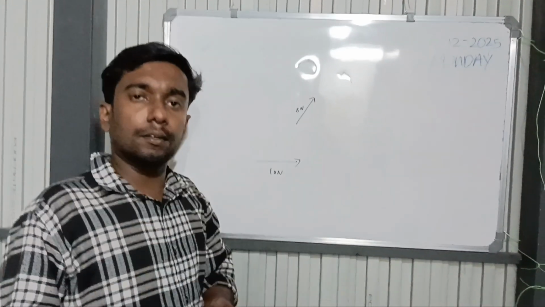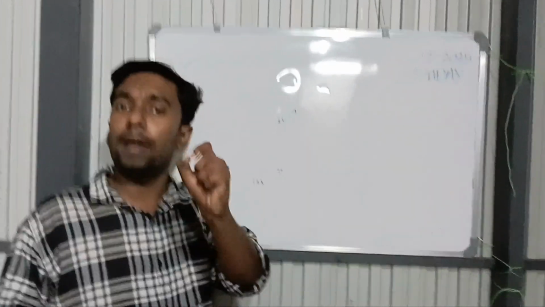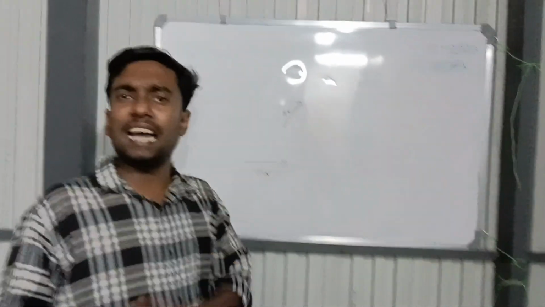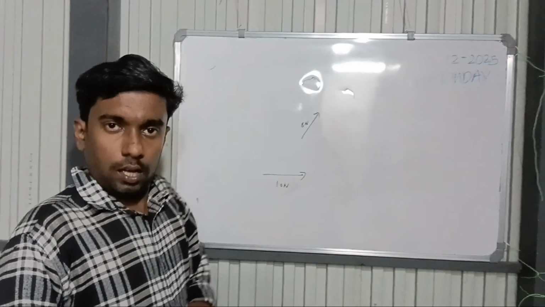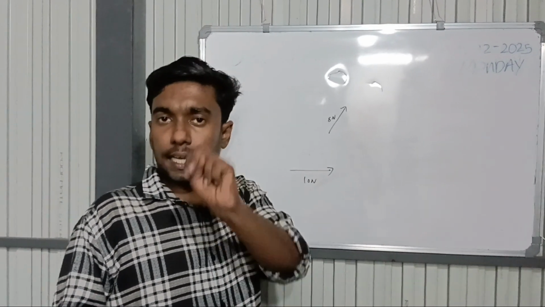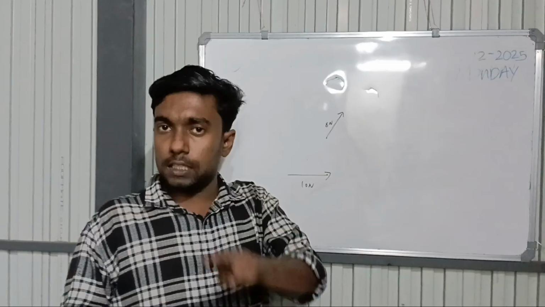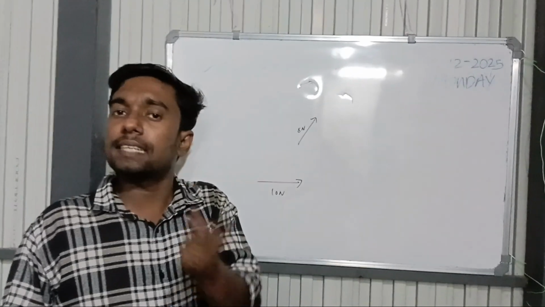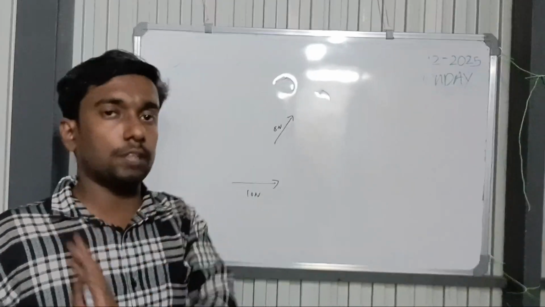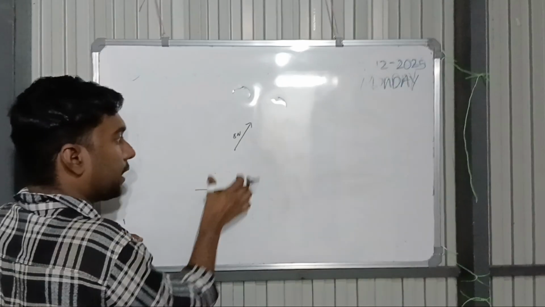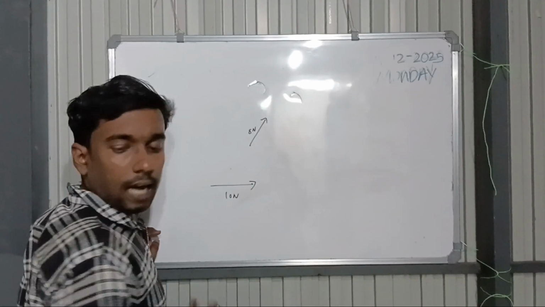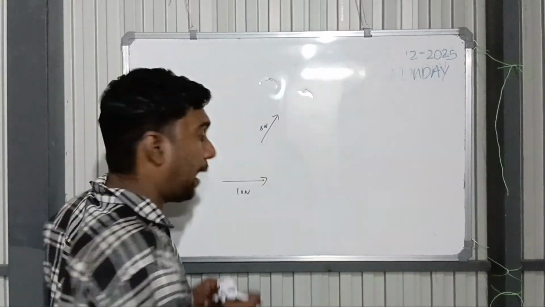But in this condition, we want to use a theorem. What theorem? The parallelogram law of vector addition. What is that? We can discuss. In parallelogram vector addition, the first statement is that the two vectors which we want to add are considered as the adjacent sides of the parallelogram. So this 10 Newton and 8 Newton we can consider as the adjacent sides of the parallelogram.